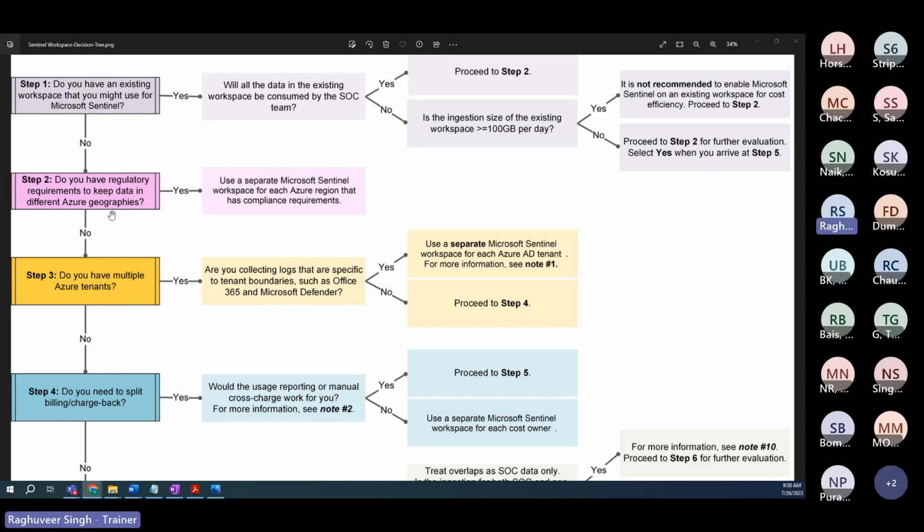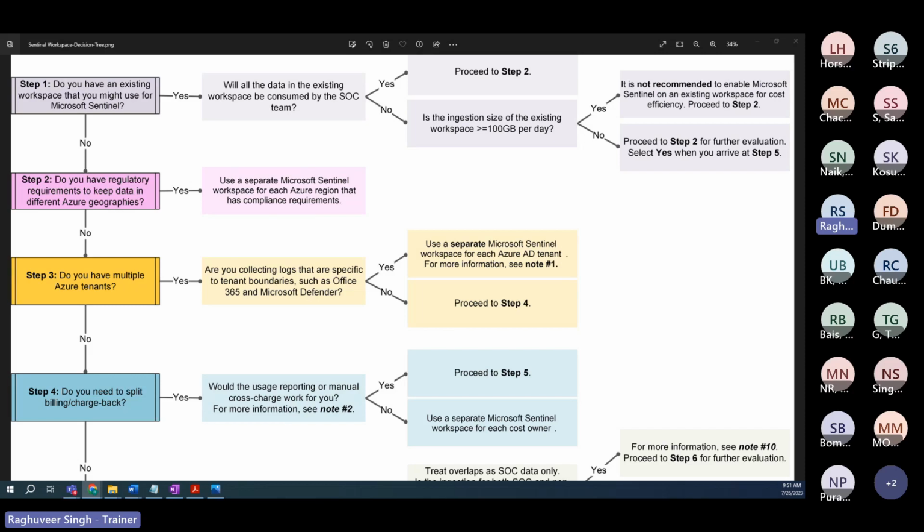So now that we have decided that we'll be creating a separate workspace for Sentinel, then comes the regulatory questions. Okay, we are creating a separate workspace, but do we have data coming from various geographies? And if yes, do I need to adhere to some compliances, some regulatory requirement? For example, if my data set is coming from outside of US, from multiple geographies, then I don't need to bother about it. However, if my data set is coming from Europe, then I will need to bother about it.